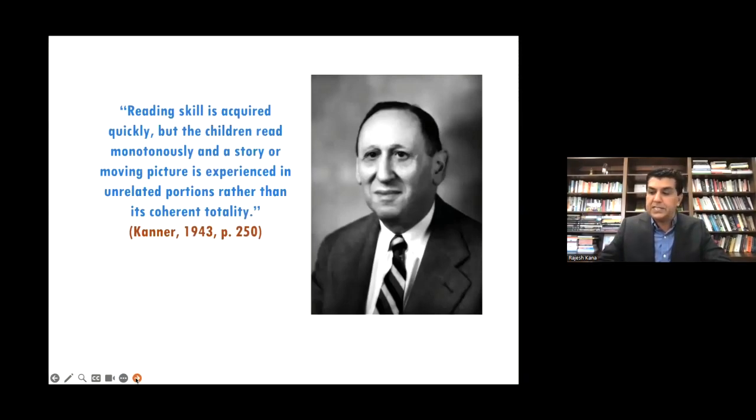Just to sum up this first section, we were talking about, again, a quote from Leo Kanner: reading skill is acquired quickly, but the children read monotonously, and a story or moving picture is experienced in unrelated portions rather than its coherent totality. So the key piece here is, what autistic children may be missing is processing things together in a more coherent fashion, and they may be relying more on piecemeal processing, or they are weakly centrally coherent in some ways, you can say. So that central coherence may be missing or limited, and the processing may be piecemeal without getting a holistic view of the sentences or language in general.